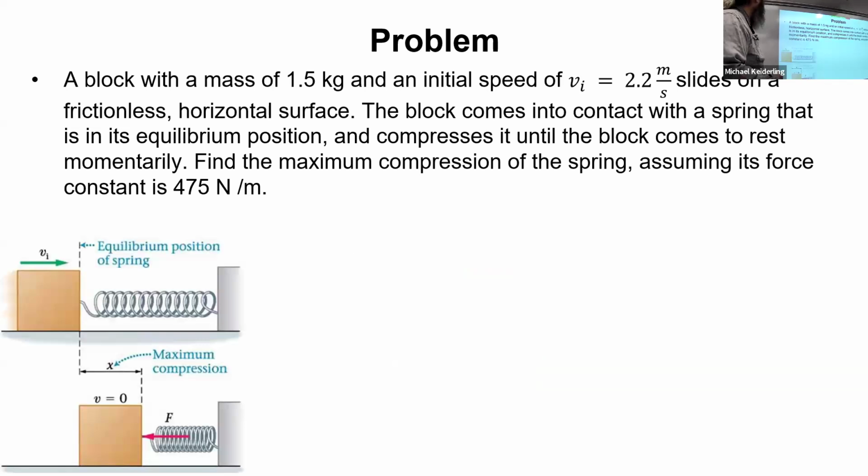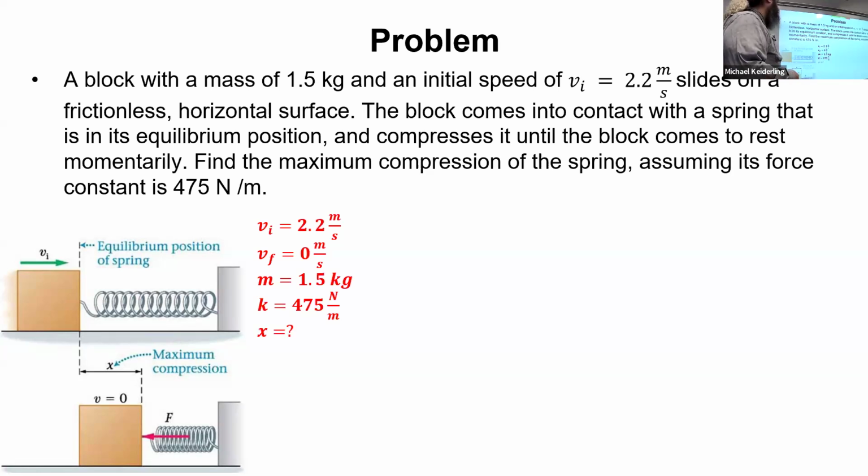So we start with some initial velocity, we end with 0 velocity, and we've compressed the spring. Our initial velocity is 2.2 meters per second, our final velocity is 0 meters per second. Our mass is 1.5 kilograms. Our spring constant is 475 newtons per meter. We want to find out what x is.